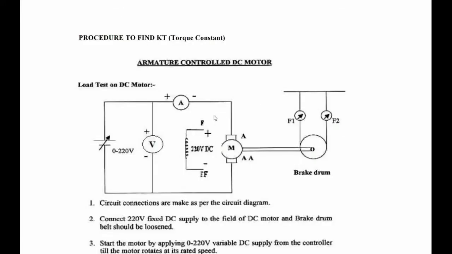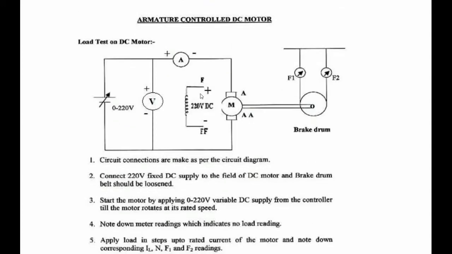So repeat this procedure with different input voltages. Now the procedure to find out KT, that is the torque constant. Here we are considering an armature controlled DC motor, in which we are performing a load test on the DC motor. So this is the circuit diagram arrangement.